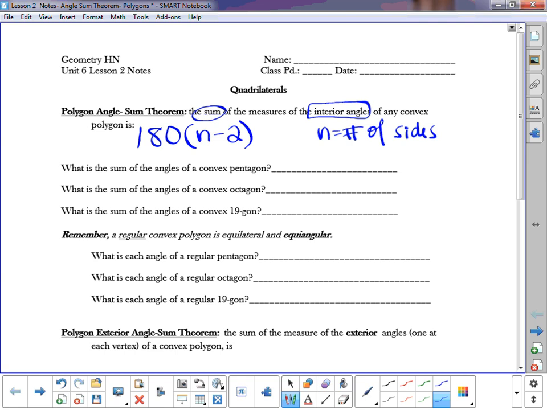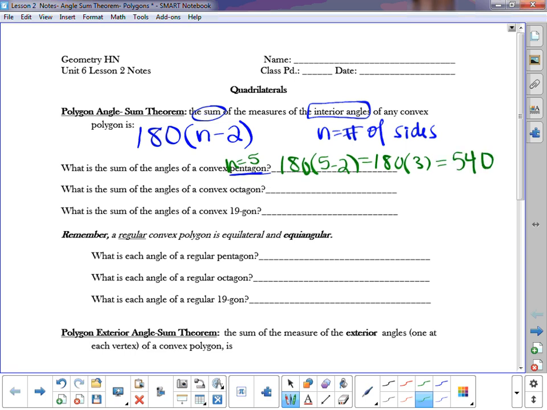Yeah, alright. So this first one says, what is the sum of the angles of a convex pentagon? How many sides does a pentagon have? 5. Alright, so we just go 180 times 5 minus 2, which is 180 times 3. 540. Very good.